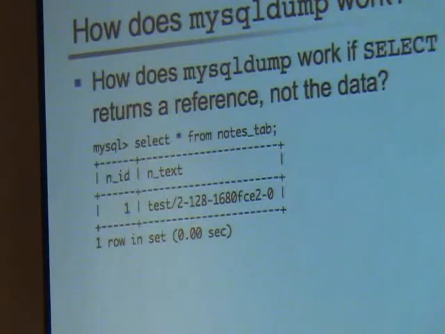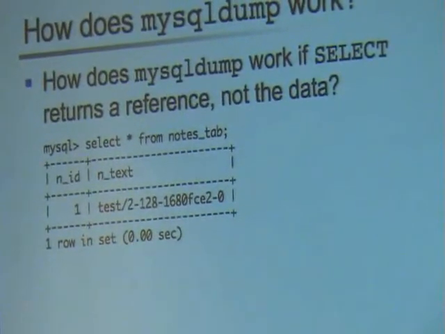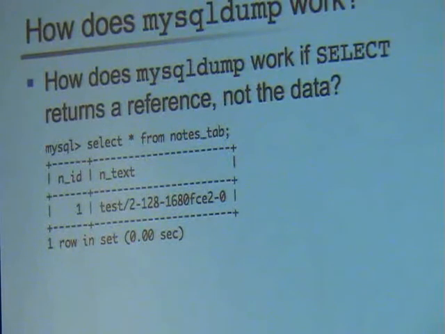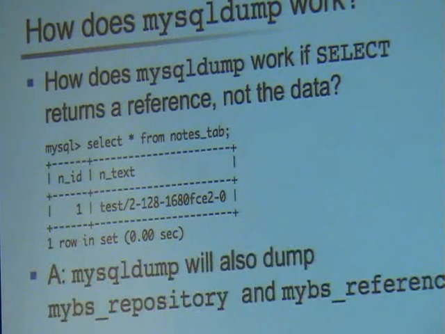Okay, so that's the blob timeout. One of the questions that came up when we discussed this earlier is how does MySQL dump work with the blobs not in the table? If I do a select then I get that, so where's the data? Basically, the problem is solved with the system tables because MySQL will dump the system tables as well. So it will actually dump the repository data, and the references to that blob will be part of the MySQL dump.